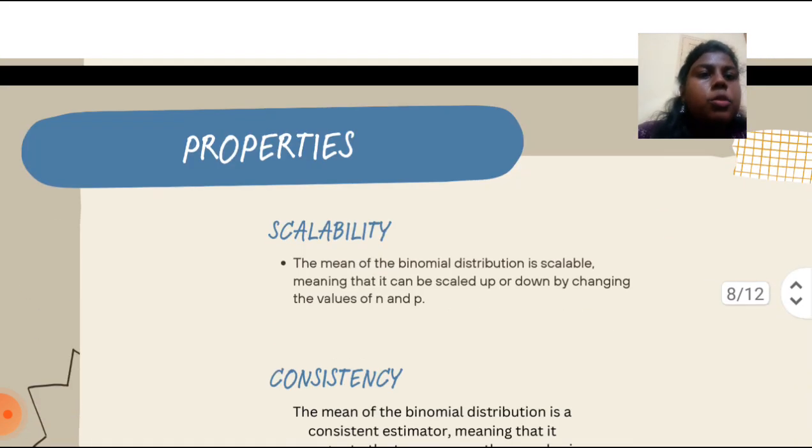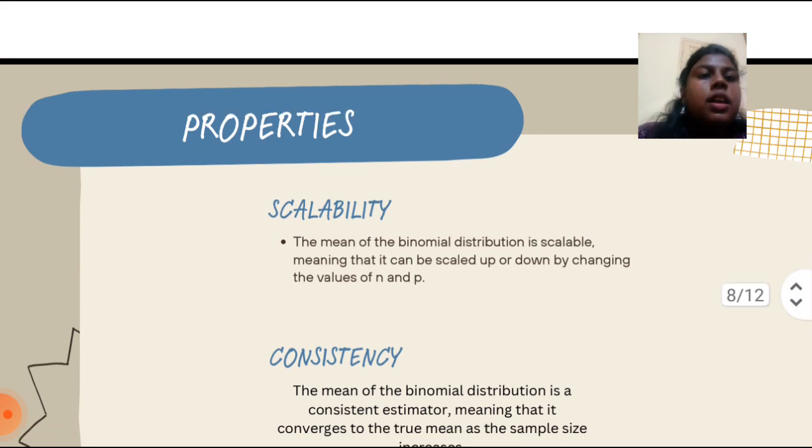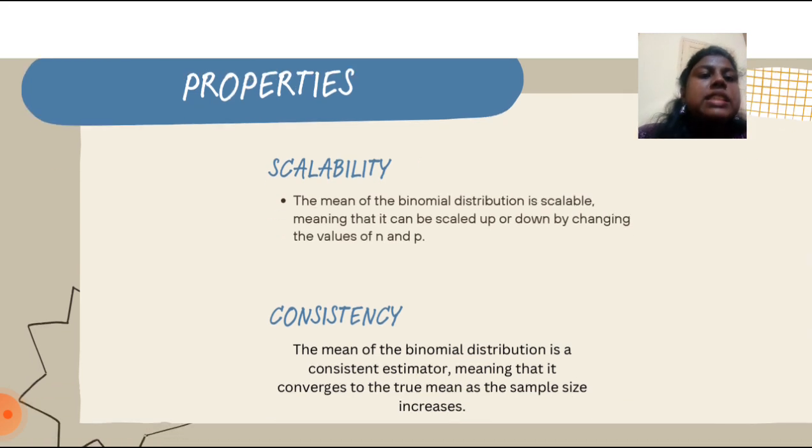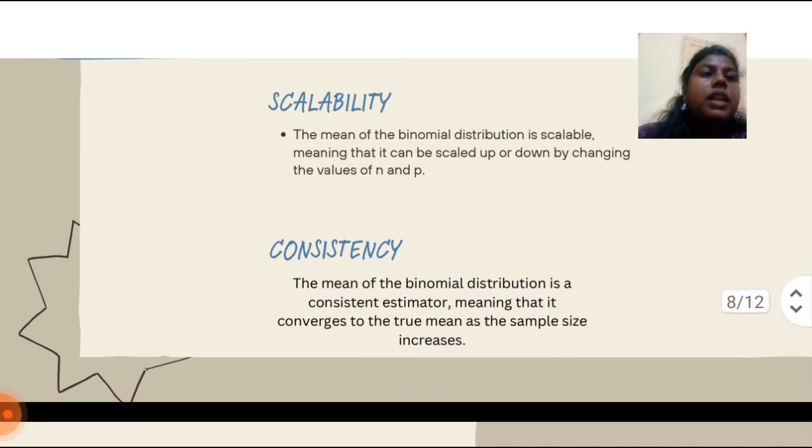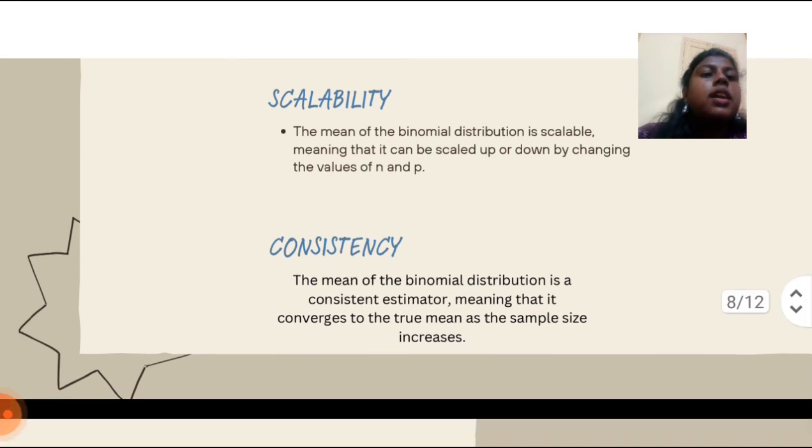Now let us see the properties. Here the main properties are scalability and consistency. Scalability: the mean of the binomial distribution is scalable, meaning that it can be scaled up or down by changing the values of n and p. And now consistency: the mean of the binomial distribution is a consistent estimator, meaning that it converges to the true mean as the sample size n increases.